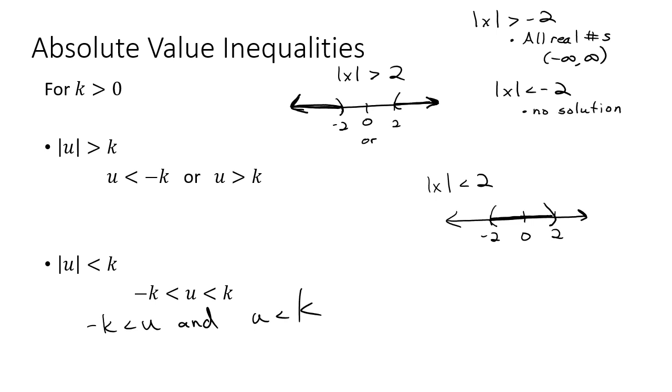So again, just kind of reason it out. When is an absolute value bigger than a negative number? Always. When is an absolute value smaller than a negative number? Never.